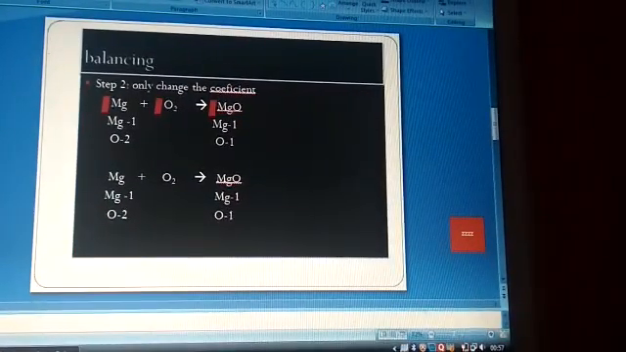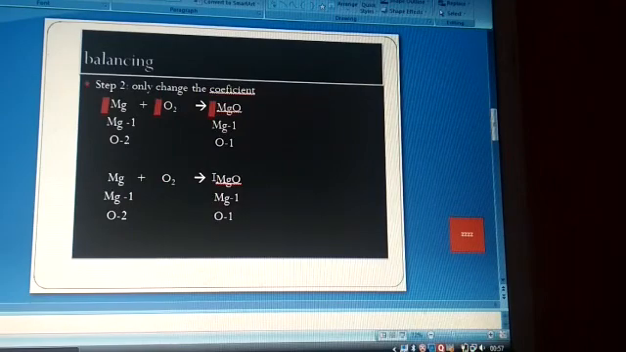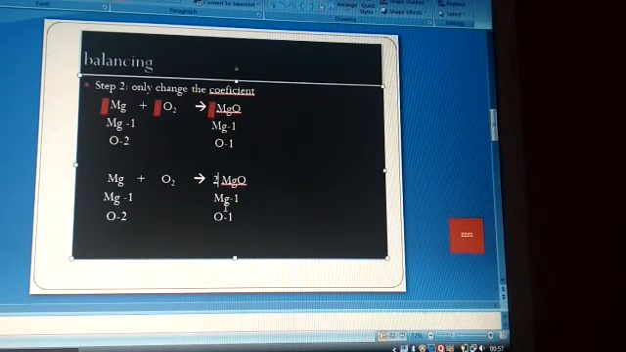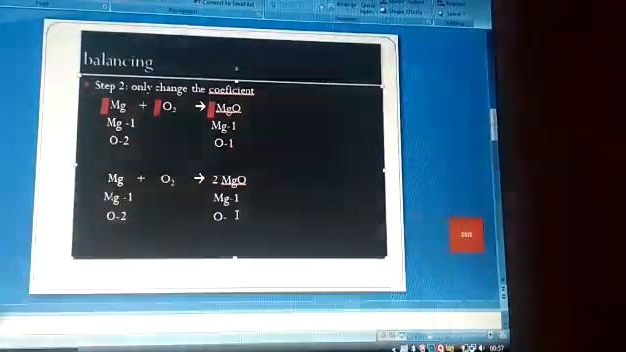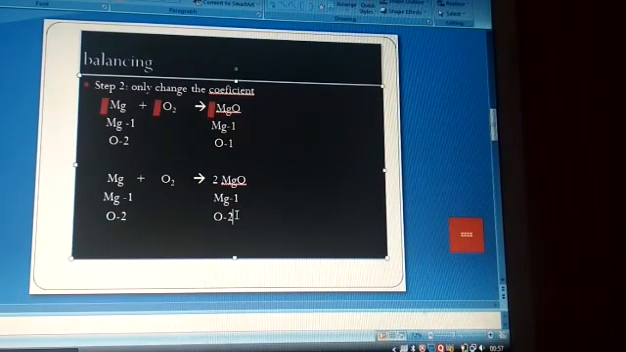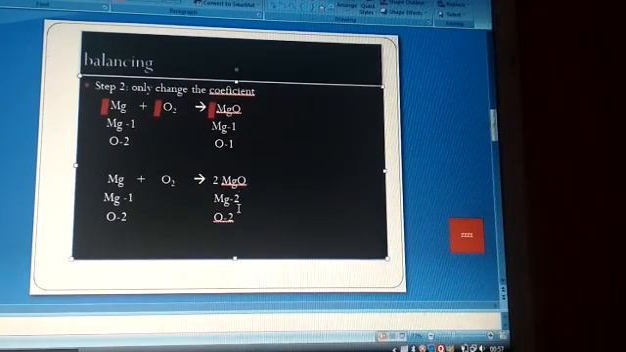only on the coefficient side. So I write here 2, which means on the product side also oxygen becomes 2. But when oxygen is 2, magnesium also becomes 2 with that. So now oxygen is balanced.